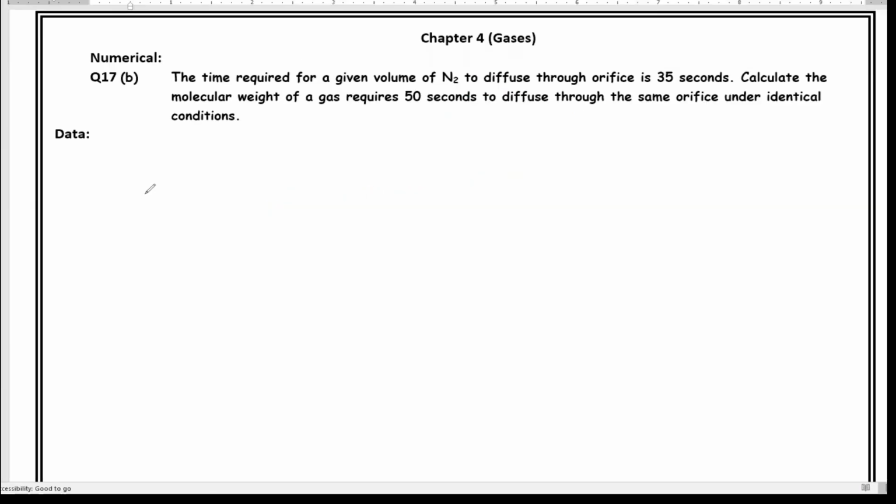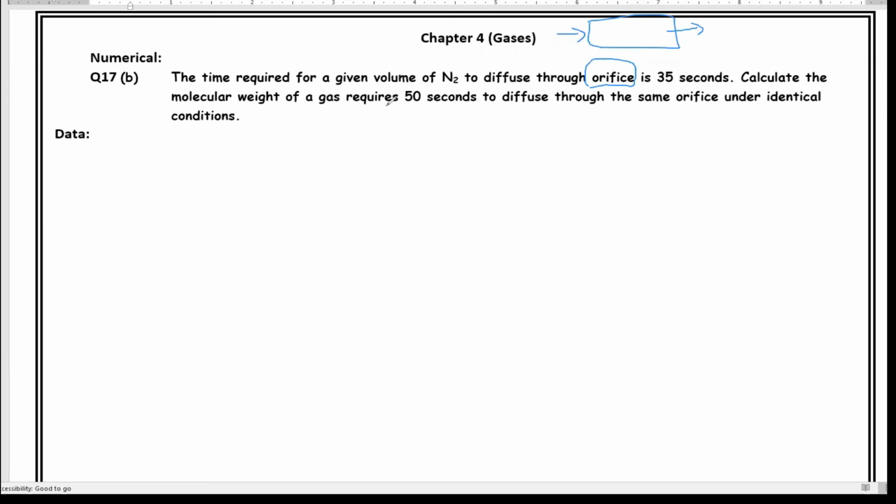In this question, the time required for a given volume of N2 to diffuse through an orifice is 35 seconds. Orifice means the container that is open from both ends. Means you enter gas from one side into the orifice and the gas is removed from the second side. Calculate the molecular weight, means molecular mass of the unknown gas, which required 50 seconds to diffuse through the same orifice under identical conditions.